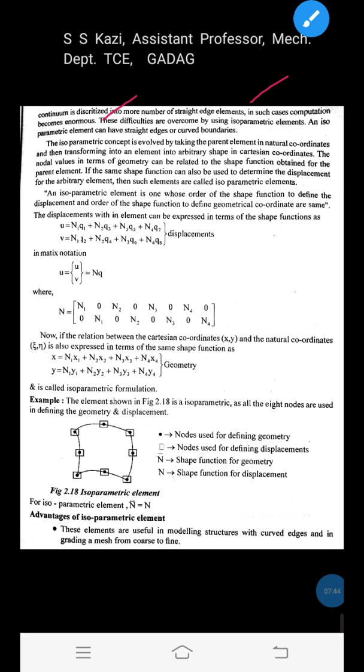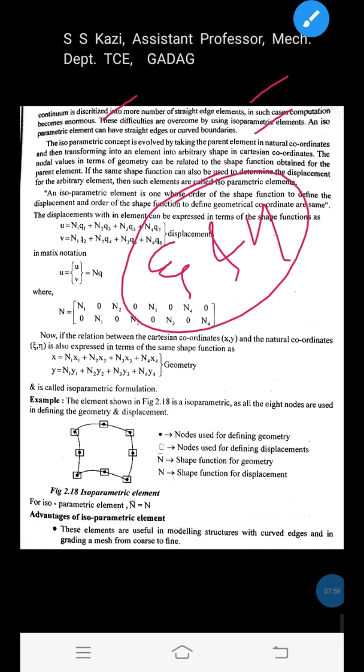These difficulties are overcome by using isoparametric elements. An isoparametric element can have straight edge or curved boundaries. The isoparametric concept is evolved by taking the parent element in natural coordinates, let us say zeta and neta, and transforming it into an element of arbitrary shape in Cartesian coordinates x and y.